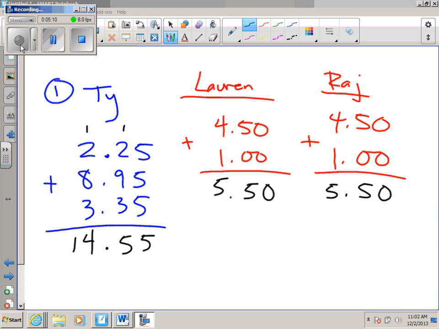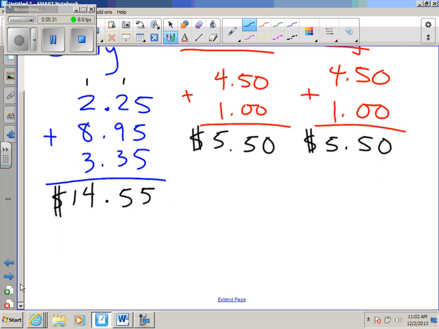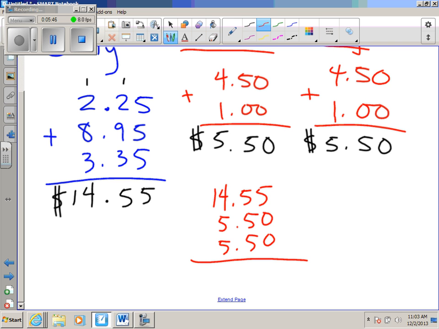You haven't caught up. Here's what we've got so far. Ty was definitely the big eater in the group and ordered $14.55 worth of food. And then Lauren and Raj are both at $5.50 apiece. Now, where do we go from here? The first thing we needed to find out was how much they spent, and where do we need to go from here? Larissa. Let's add them all up. Let's add the $14.55 to the $5.50 and the $5.50 to find out what their total bill was, right?